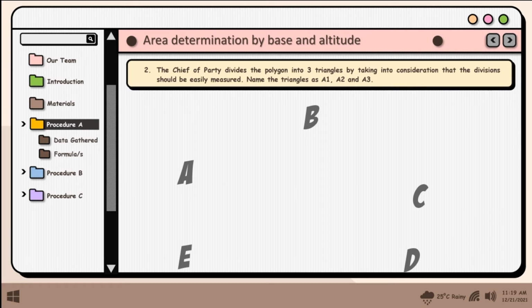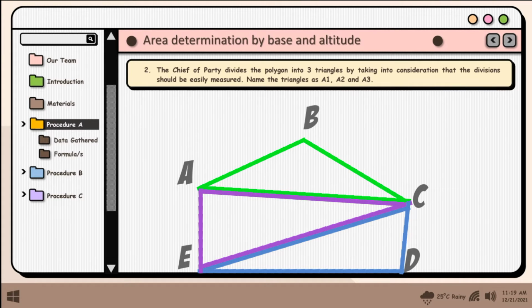Step 2. The chief of party divides the polygon into 3 triangles by taking into consideration that the division should be easily measured. Name the triangles as A1, A2, and A3.